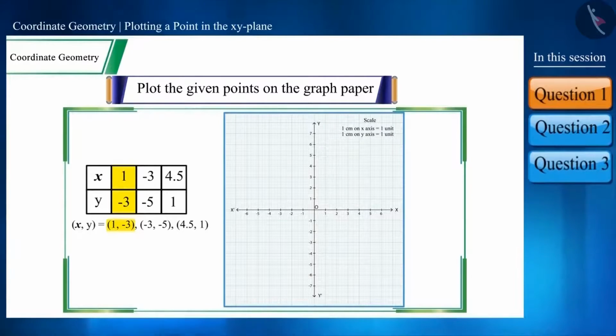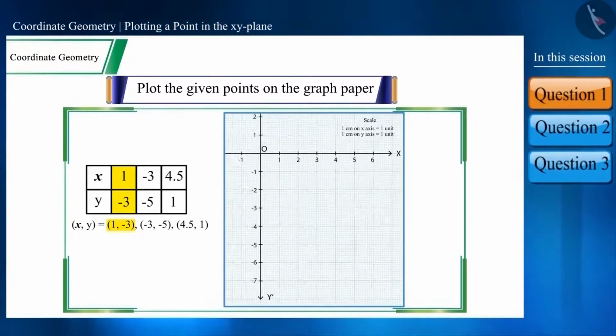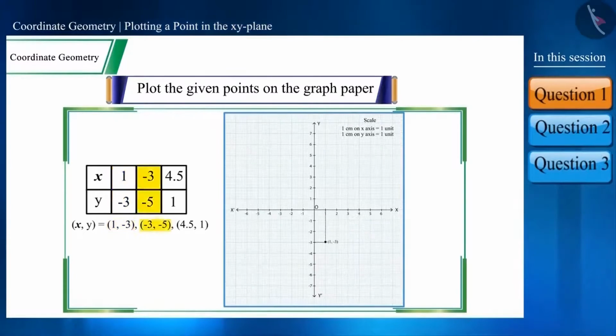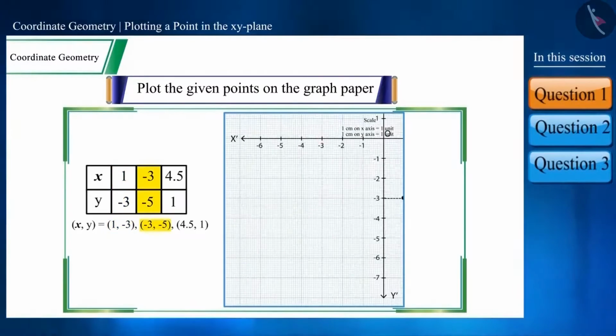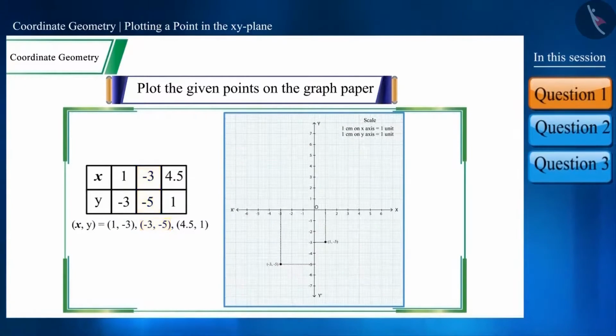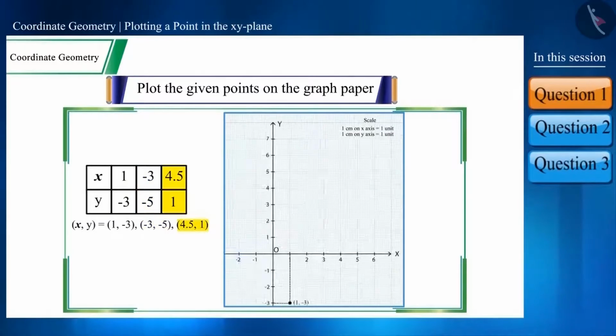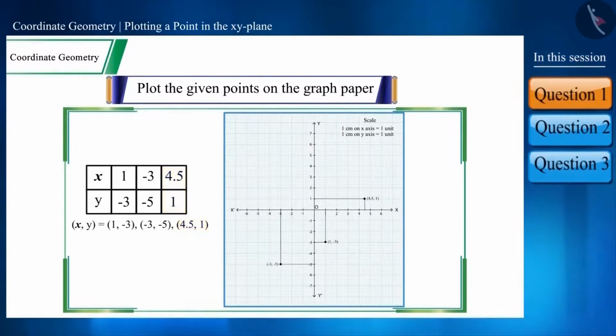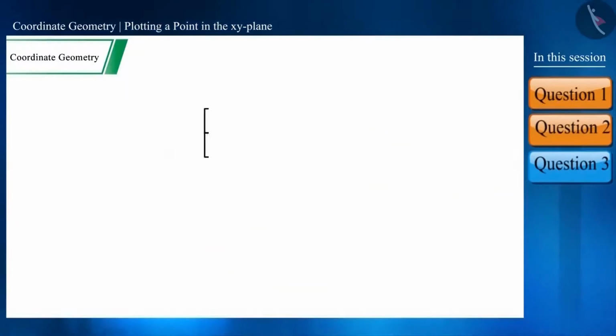According to the methods described in the previous video, the x-coordinate is 1. So from 1, move to minus 3 on the y-axis and plot the point there. The second point is located at minus 3 on the x-axis after moving downwards by minus 5. And likewise, the third point is located in the first quadrant, between 4 and 5, where it is plotted 1 unit above 4.5. Let us now take the next question.